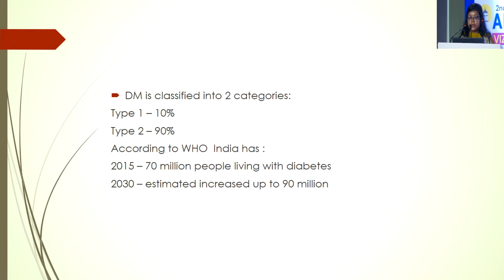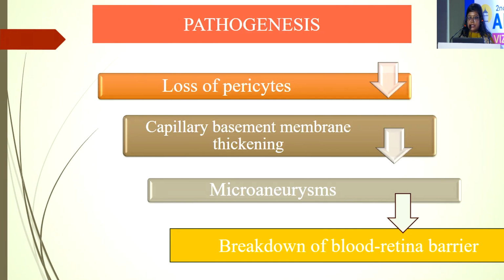According to WHO, India had 70 million people living with diabetes in 2015, which is estimated to increase up to 90 million in 2030. The pathogenesis is loss of pericytes, which leads to capillary basement membrane thickening, leading to microaneurysm formation and further leading to the breakdown of the blood-retinal barrier.